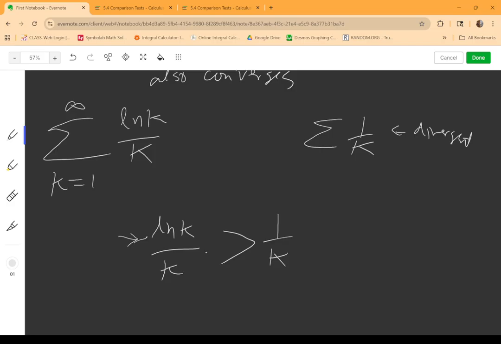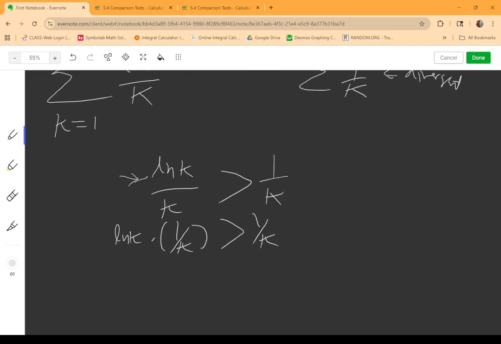We can think of it as ln k times 1 over k being bigger than 1 over k. The only way this works is if ln of k is bigger than 1. When is that true? Here is our graph of ln of k. Here is 1. At 1, ln is 0, so it's definitely not true there. 0 is not bigger than 1, so that inequality is not true there.